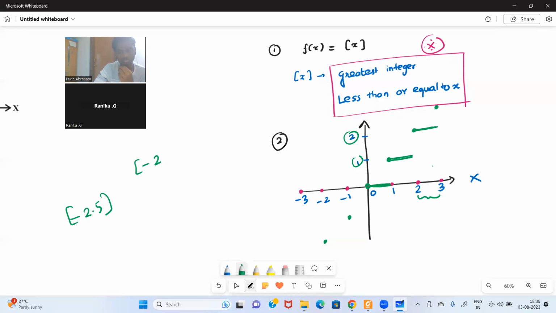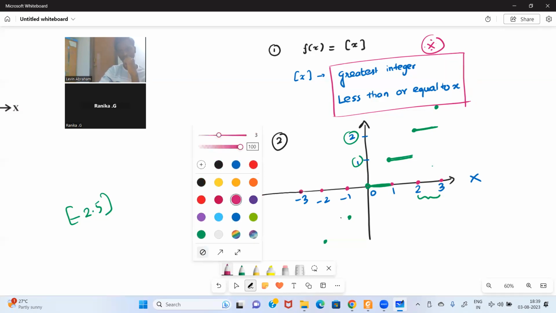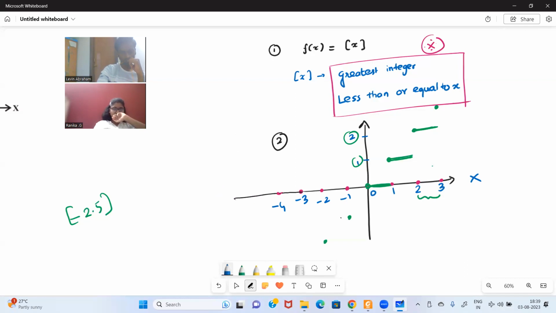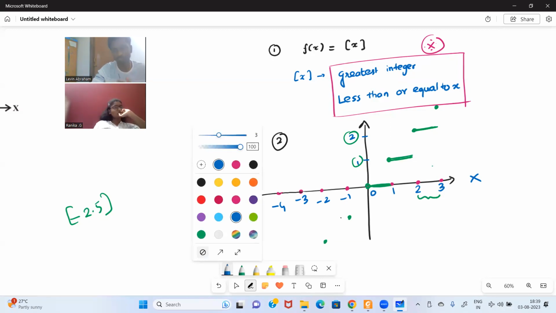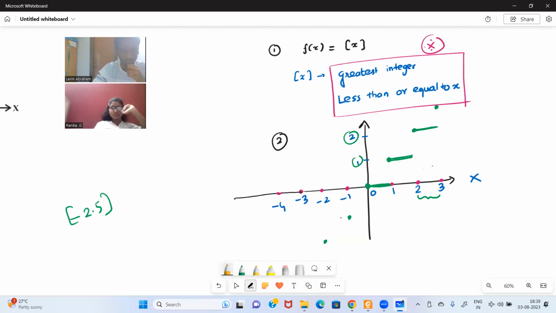Okay. Now we're talking about minus 2.5, right? So the best way, at least in the beginning, when you are not yet familiar with this, is to go by the procedural approach. So come on, tell me. Now minus 2.5, plot it on the graph, Levin. Where should I plot it, on the number line?